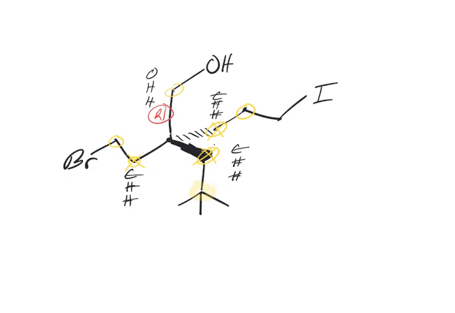Out of this carbon. So what is this carbon bonded to? It's bonded to a carbon, and a carbon. What is this carbon bonded to? It's bonded to a bromine, an H, and an H. What is this carbon bonded to? It's bonded to a carbon, an H, and an H.